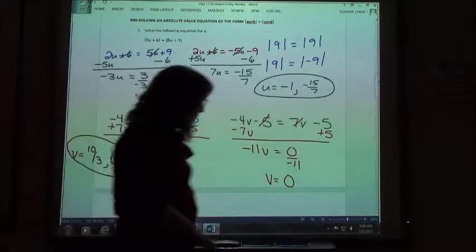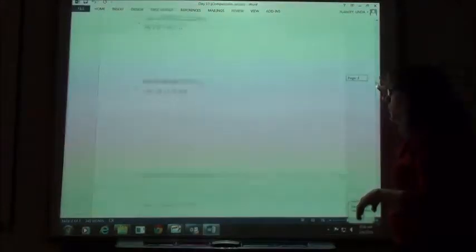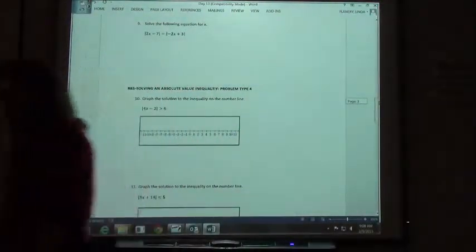So number 9, think about what your two cases should be, what you're going to write down on your paper to solve your problem. We have 2x minus 7 equals -2x plus 3.